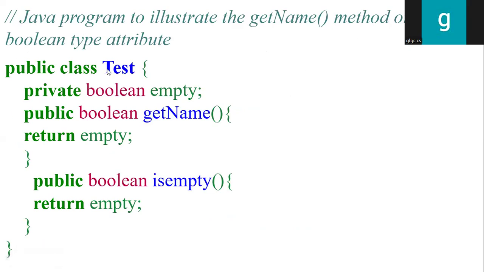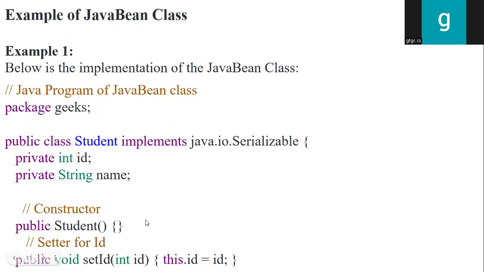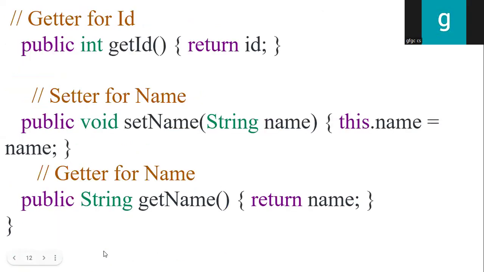Here is the first program. Here I have taken the class Test, and there I have declared a private boolean empty variable, then a public boolean get method. For a get method, we need the public return type only. It returns empty, the boolean isEmpty. Okay, this is another program. With the help of the constructor, we have set the ID and the name. Here in getId, we get the ID, and in the set method, we set the ID.